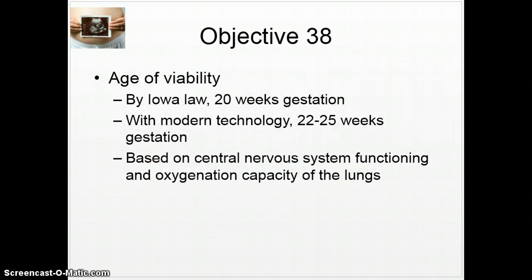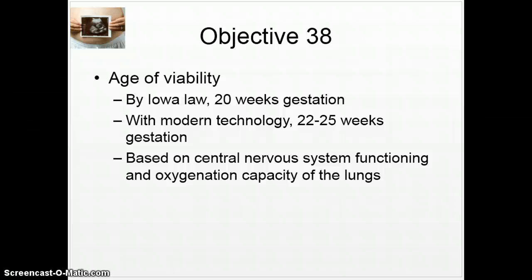Age of viability. By Iowa law, this is 20 weeks gestation, but with modern technology, the age of viability is typically between 22 and 25 weeks gestation. Age of viability is based on the central nervous system functioning and the oxygenation capacity of the lungs.